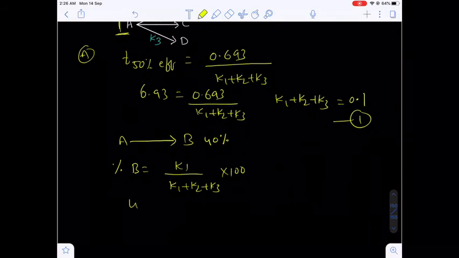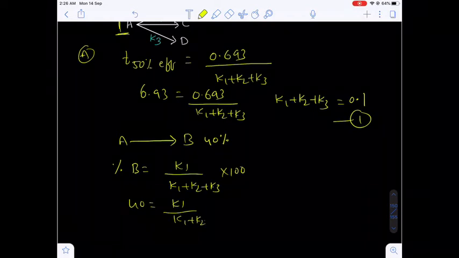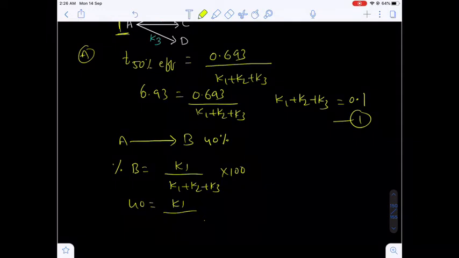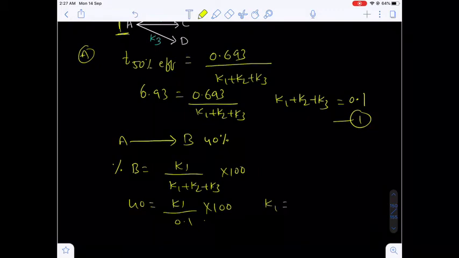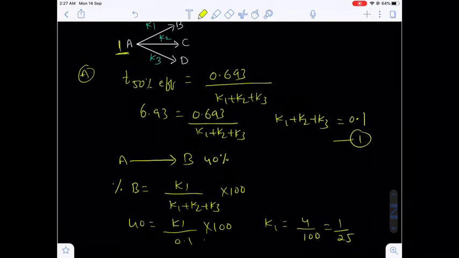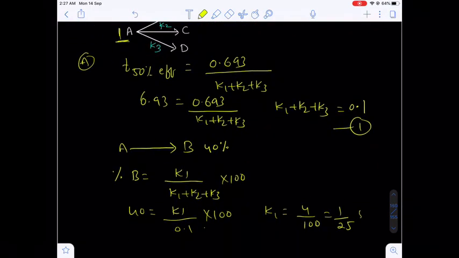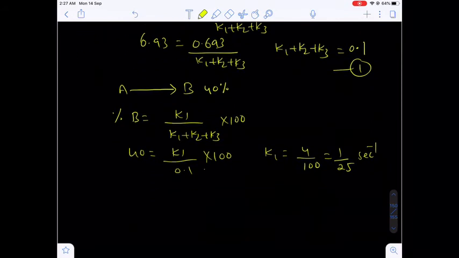What is the percentage of B here? 40 will be equal to K1 upon K1 plus K2 plus K3. What is the value of K1 plus K2 plus K3? Already we know from equation 1 that it is 0.1, into 100. Are you getting my point? From here the K1 value will be 4 upon 100, that is 1 upon 25 per second.